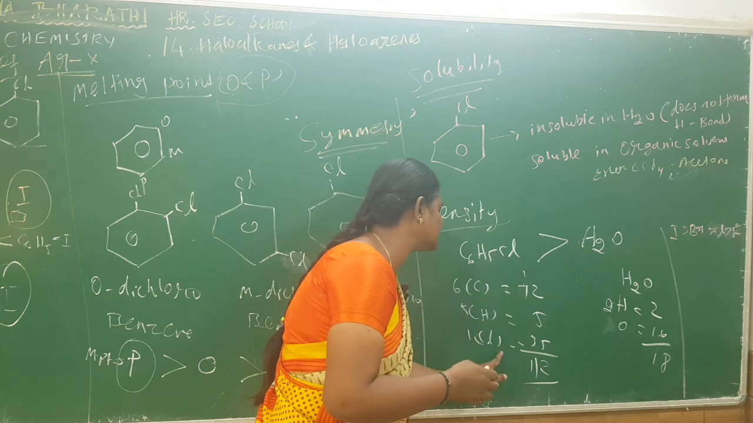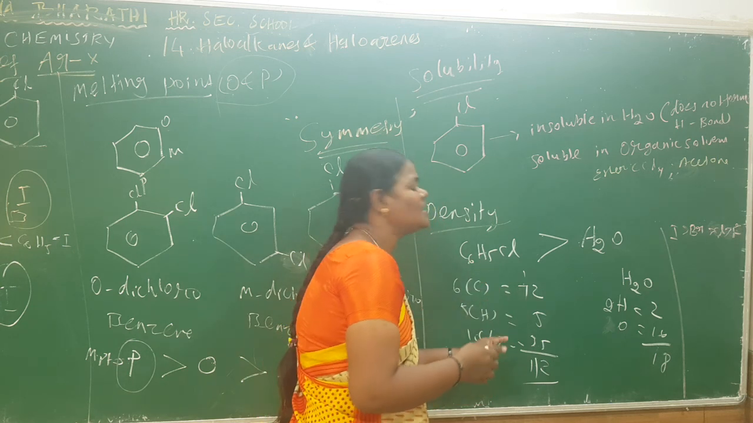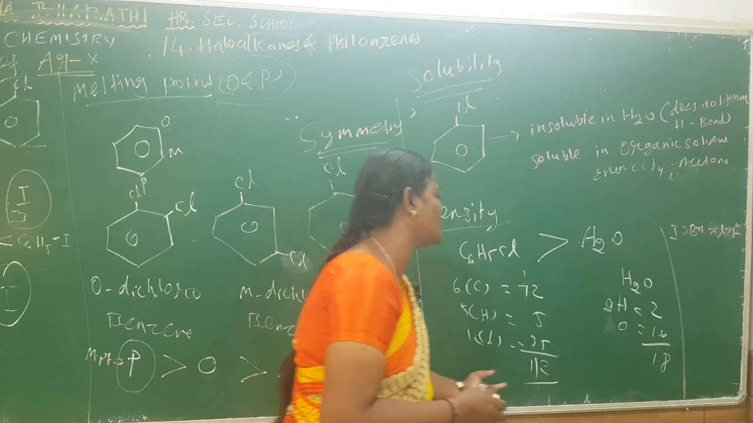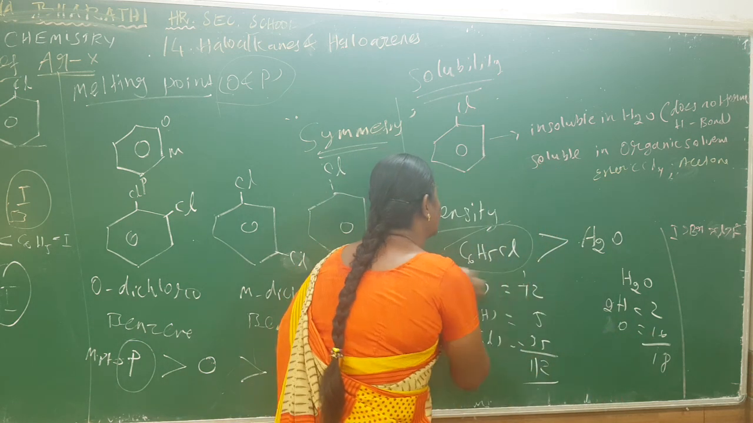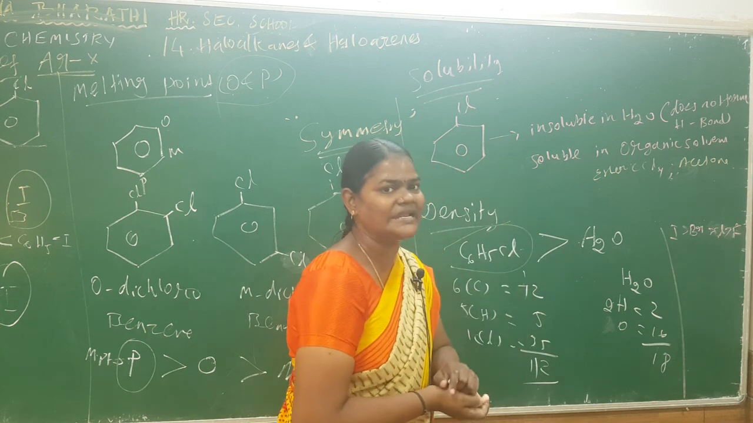The density of the compound compared to water: chlorobenzene has a heavier density. I put examples right here. This is the molecular formula. I calculated the mass here as 112, but the water mass is 18. Which one is greater? Chlorobenzene has a greater density compared to water.